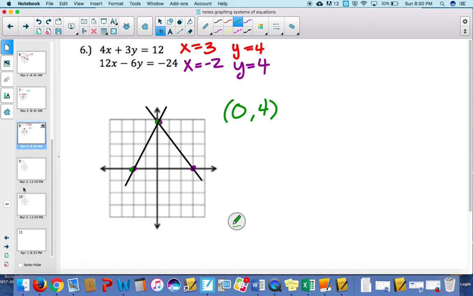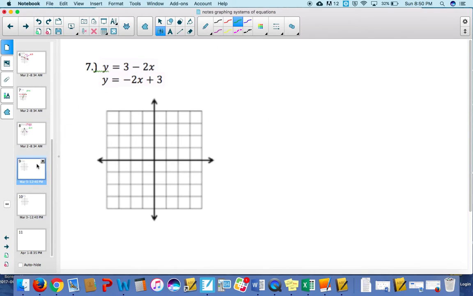So at this point, go ahead and hit pause and try the last 2 examples and then see how you did. Alright, now that you've tried examples number 7 and 8, let's check those out. We will see here, this first example has a starting point of +3 and a slope of -2 over 1. We'll draw a line through there.